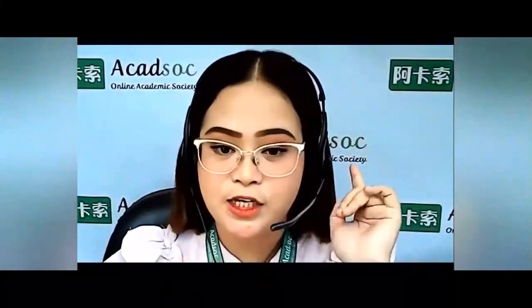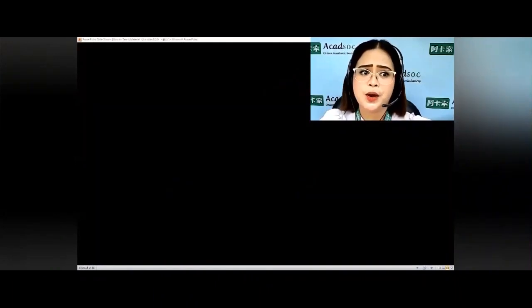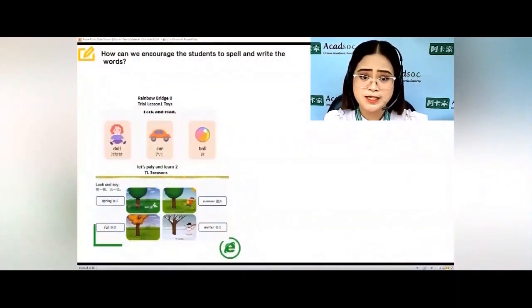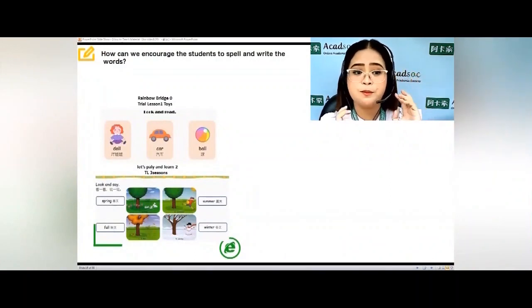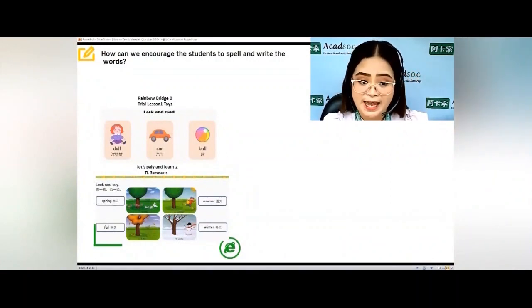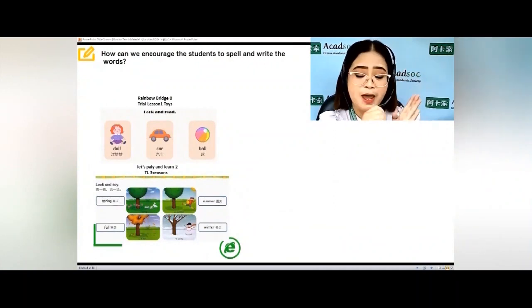Alright guys, we're done with the video, so let's go ahead and continue to the next slide. Here it is. One moment. So here, how can we encourage the students to spell and write the words? So we've got here two sample pages from Rainbow Bridge and from Let's Play and Learn. Now, how can we encourage them to spell and to write?